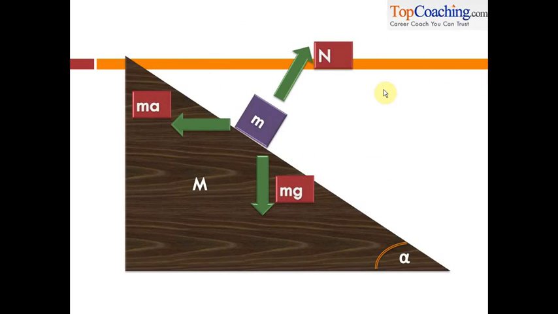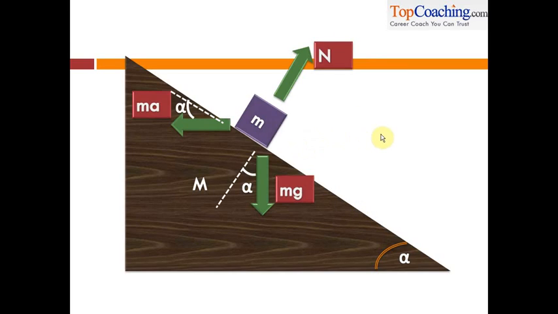The normal reaction acts perpendicular to the slope of the wedge. The force mg acts downwards. We are assuming that the acceleration of the wedge is a towards the right. Since the acceleration of the wedge is a towards the right, we are applying a pseudo force ma on the small mass m towards the left. There you go. Now we can balance the forces.